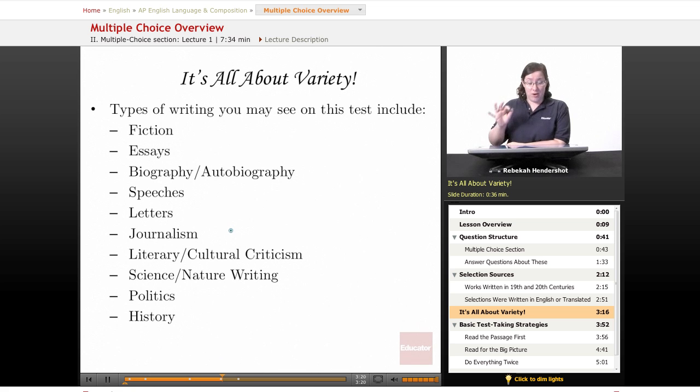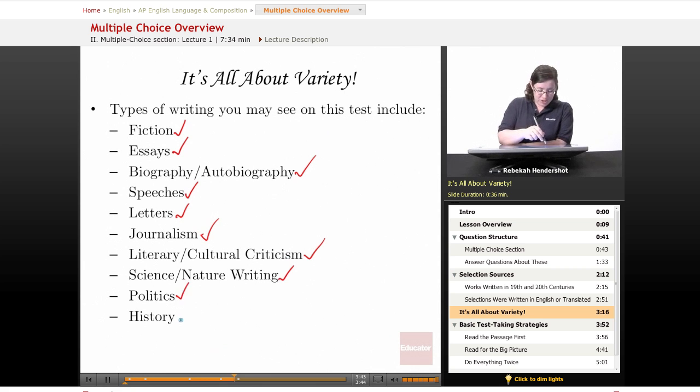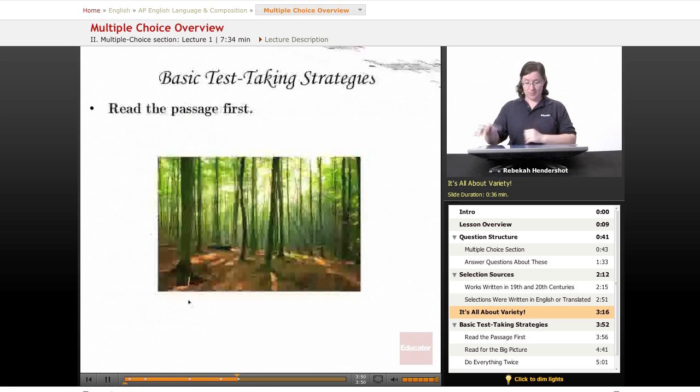Some of the stuff you see on this test will include things like fiction. So you may have a selection from a novel or short story. You may have selections from essays. You may have selections from biographies and autobiographies, including diaries. You may have speeches, you may have letters, you may have works of journalism, you may have literary and cultural criticism, writing about something. You may have science and nature writing. You may have selections on politics, and you may have selections on or from history. So, pretty wide field. You could get any of this.